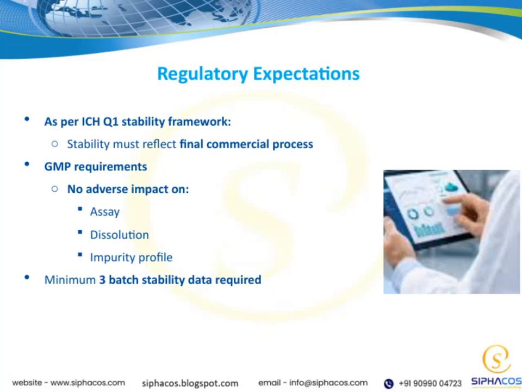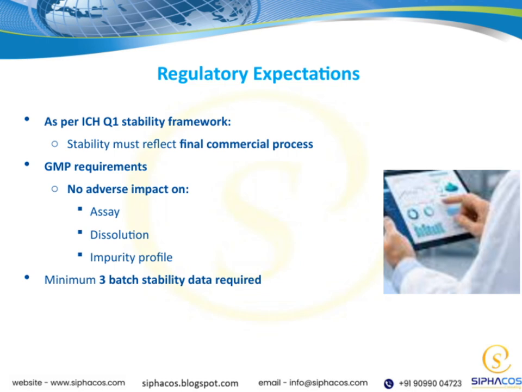Let's take a closer look at the regulatory expectations outlined in the ICH-Q1 stability framework. First, it's important to understand that stability testing must accurately reflect the final commercial process. This means the conditions and procedures used during testing should mirror those used in manufacturing and packaging for the product's market release.